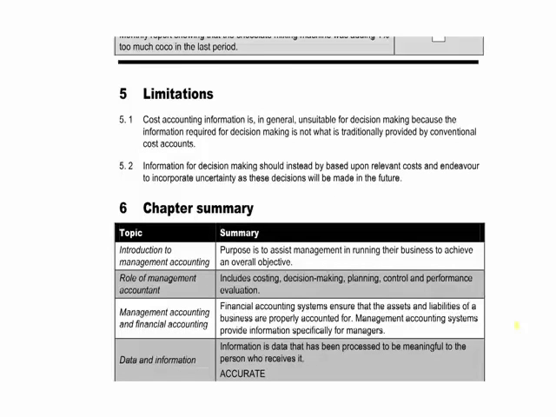So we need to be aware then of some of the limitations of using information. Well, generally speaking, cost accounting information is not great for decision making because it doesn't provide the right information, and later on in the course we'll be looking at information that's much better for making decisions through relevant costing. And we should also try to incorporate uncertainty into decisions that are going to be made in the future.